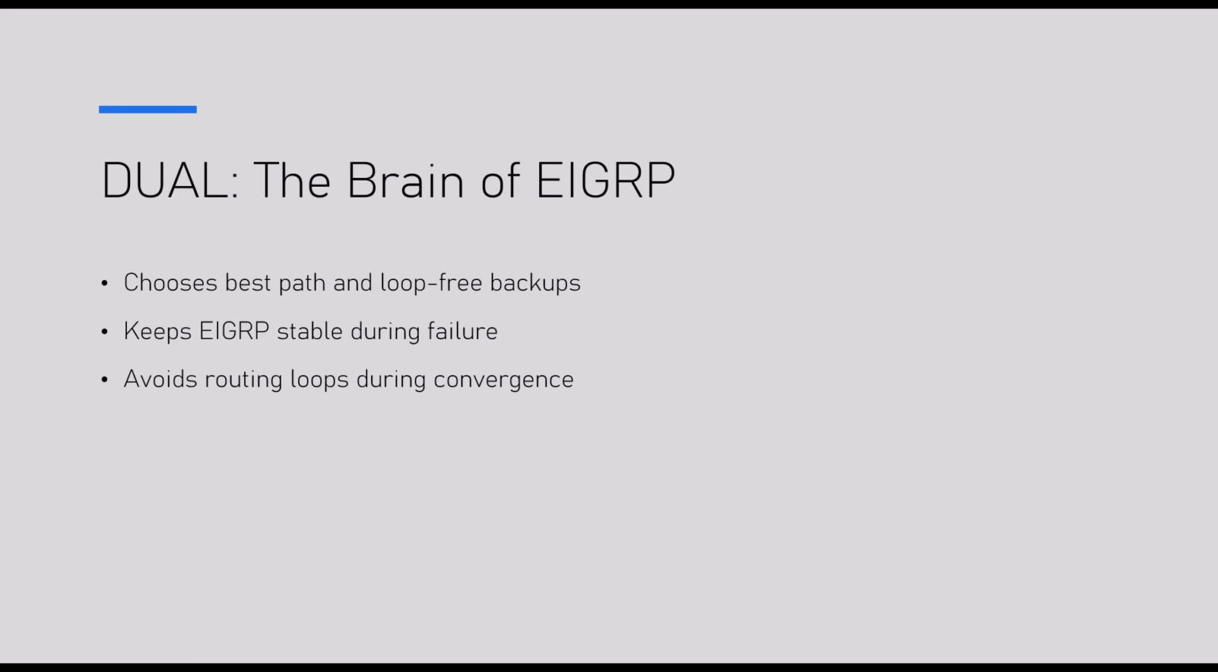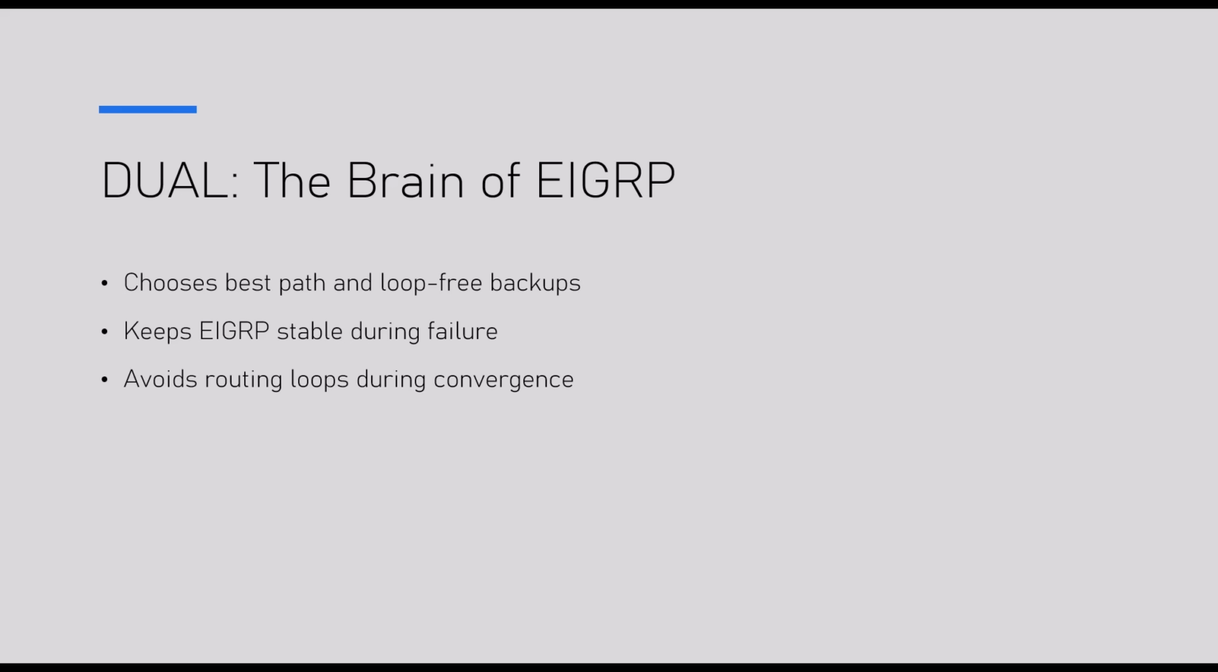The brain for EIGRP, or the formula, is the DUAL. You don't really need to know much about it, but you should know that this is the algorithm that is going to calculate the metrics for us. Based on that, it makes sure that EIGRP doesn't pick a path that loops back to us. So loop prevention is another feature of DUAL. It chooses the best path and a loop-free backup.